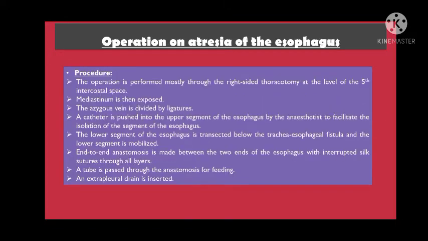Procedure: the operation is performed mostly through the right side thoracotomy at the level of the fifth intercostal space. Mediastinum is then exposed. The azygos vein is divided by ligature. A catheter is pushed into the upper segment of the esophagus by the anesthetist to facilitate the isolation of the segment of the esophagus. The lower segment of the esophagus is transected below the tracheoesophageal fistula, and the lower segment is mobilized. End-to-end anastomosis is made between the two ends of the esophagus with interrupted silk suture through all layers. A tube is passed through the anastomosis for feeding, and an extrapleural drain is inserted.